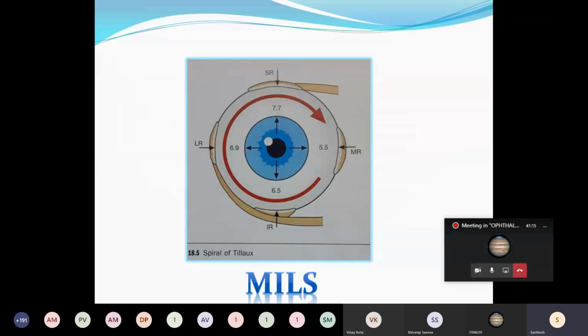Again, there is one particular mnemonic to remember the attachment from the limbus of various recti muscles: MILS. Medial rectus is the closest, while superior rectus is the farthest. Medial rectus is at a distance of 5.5 mm, inferior rectus at a distance of 6.5 mm, while the lateral rectus is at a distance of 6.9 mm, and the superior rectus is the farthest of all, at a distance of 7.7 mm.